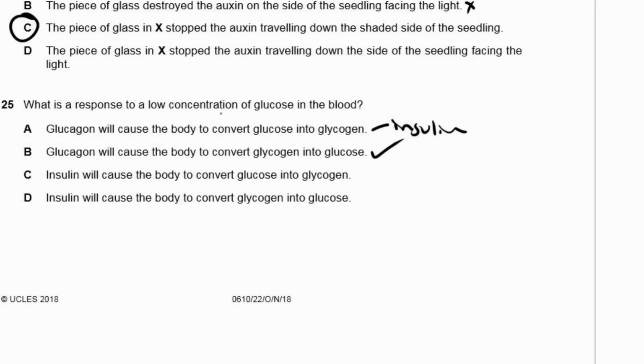So you have a low concentration of glucose in the blood. You don't want to convert it into glycogen, the little bit that you have. So if you have a low concentration of glucose in blood, insulin will cause the body to convert glycogen into glucose. Insulin doesn't do that. Glucagon does it. So the answer here is B.